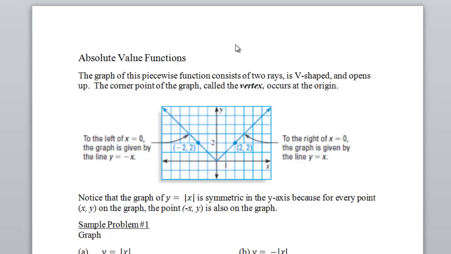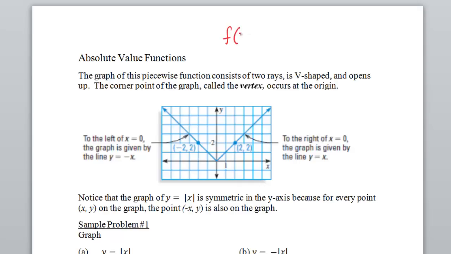Now that we've had the opportunity to learn about piecewise functions, we're going to look at a piecewise function that most people probably know already, but do not realize that it's a piecewise function, and that's the absolute value function. And so the absolute value function actually looks like this as a piecewise function.